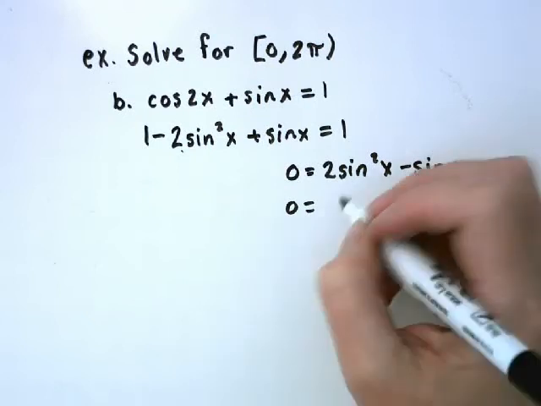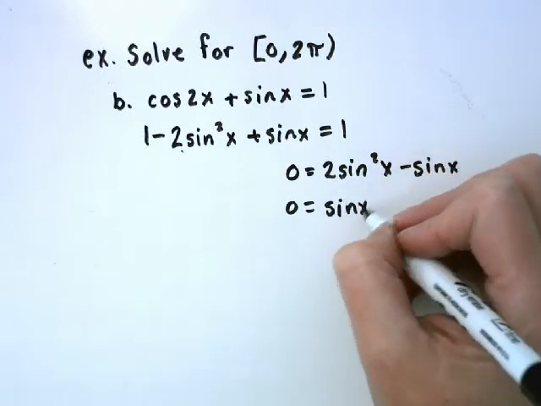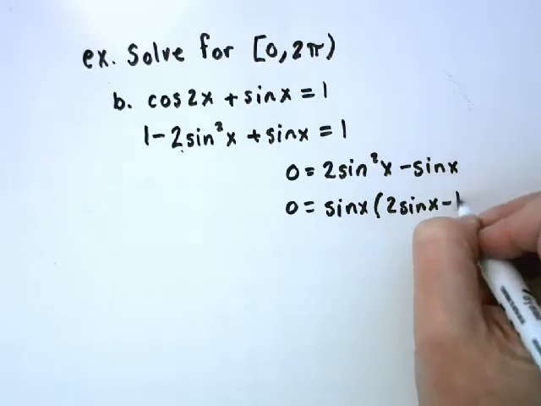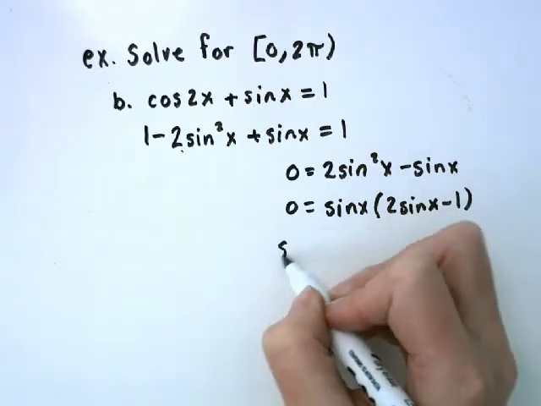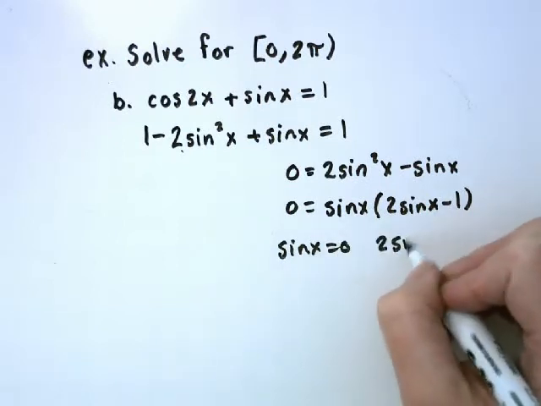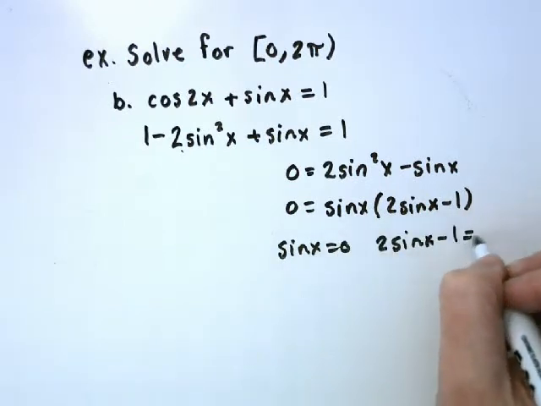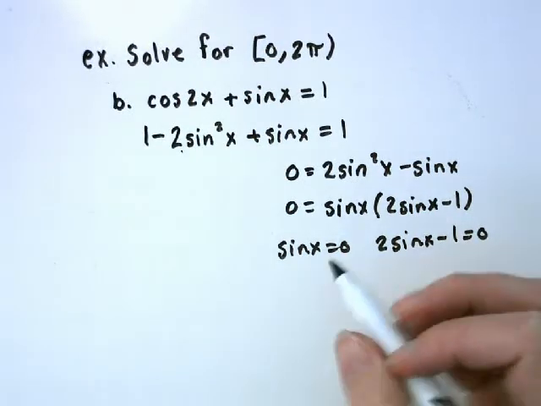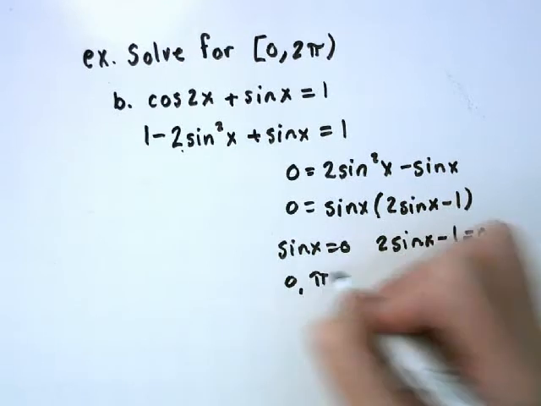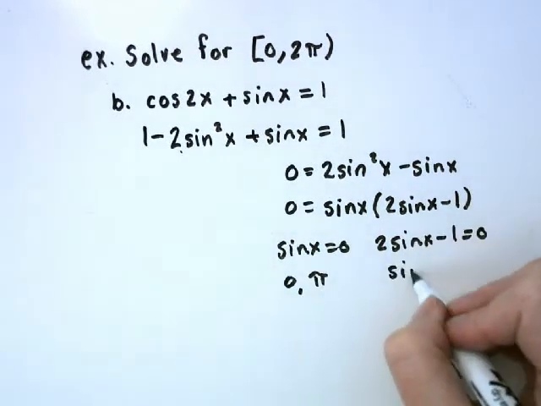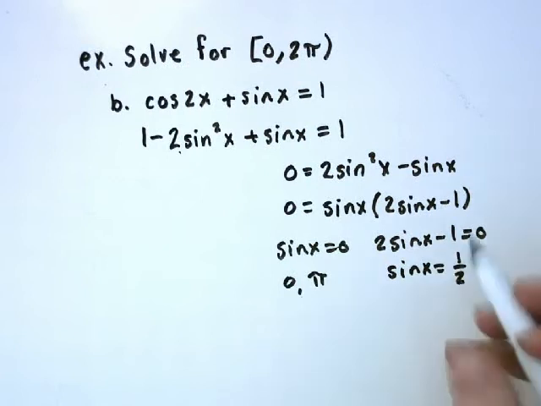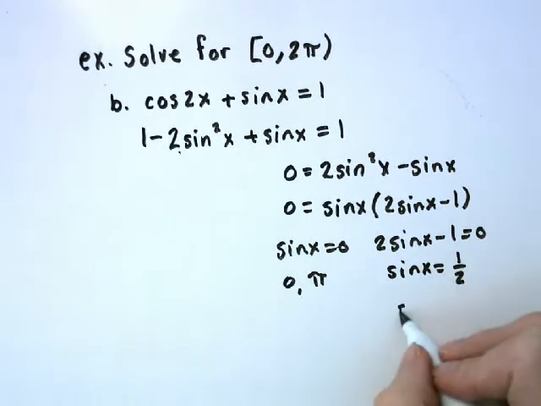So I'm going to factor out a sine. So either sine of x equals 0, or 2 sine x minus 1 equals 0. Sine is going to be 0 at 0 and pi. Sine is going to be 1/2 at pi over 6 and 5 pi over 6.